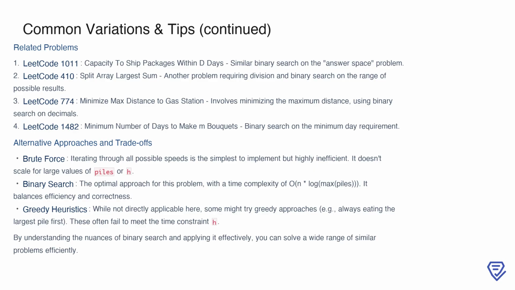LeetCode 774, Minimize Max Distance to Gas Station, is a variation that applies binary search to decimal values to minimize the maximum distance. Lastly, LeetCode 1482, Minimum Number of Days to Make m Bouquets, employs binary search to determine the minimum number of days required under specific constraints.